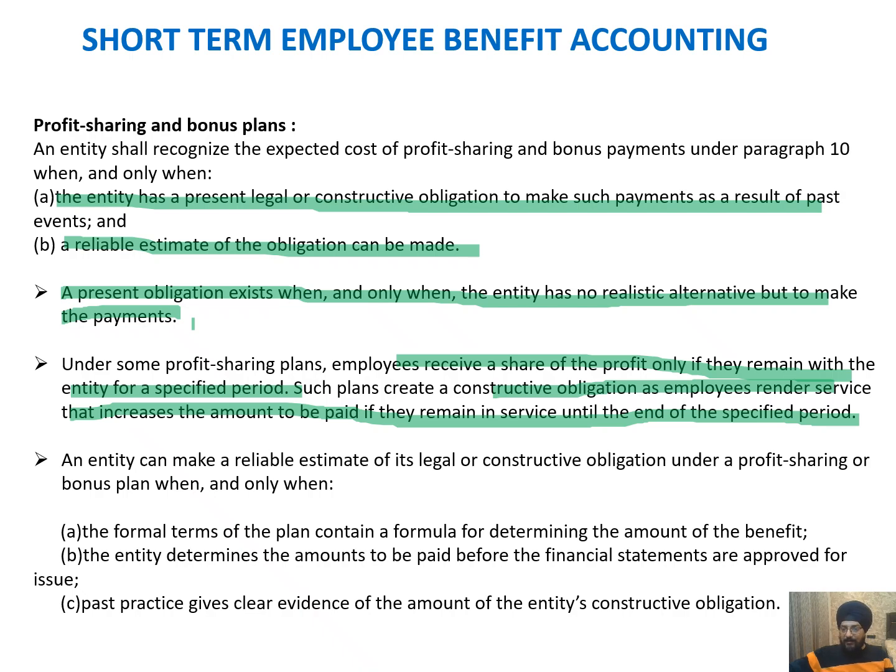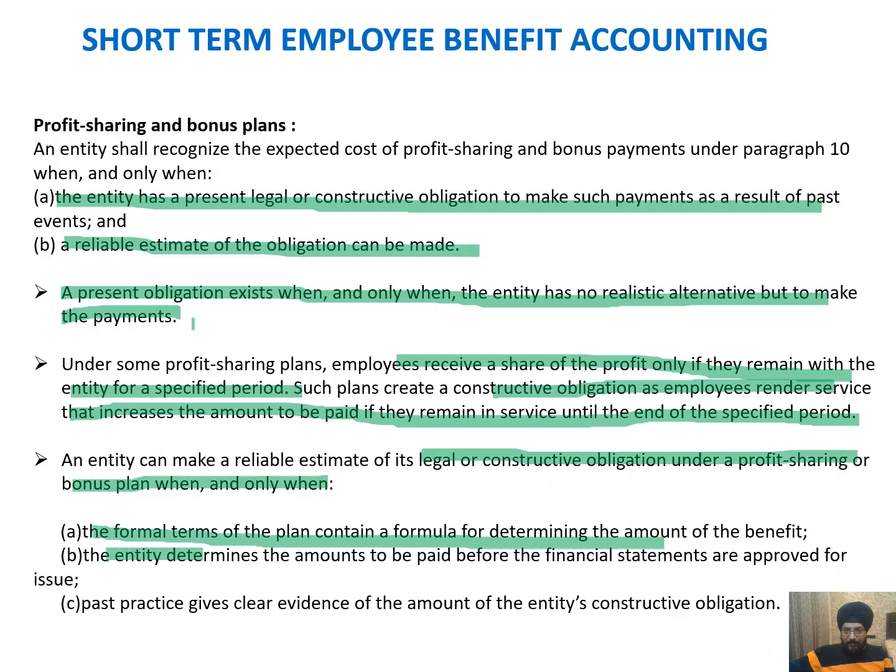This is the period for which he is entitled to the amount agreed upon, and if he has served that period, then he is entitled to that amount, and accordingly a liability has to be created for it. An entity can make a reliable estimate of its legal and constructive obligation under a profit sharing or bonus plan when and only when the formal terms of the plan contain the formula to determine the amount.